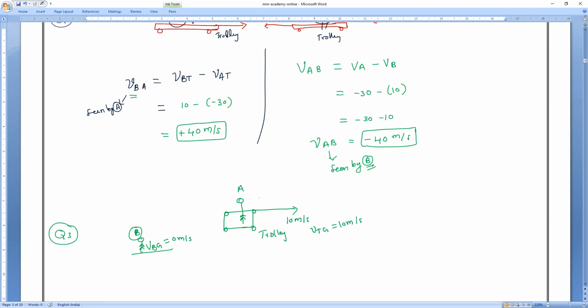And I'll say the person's speed with respect to the trolley is 3 meters per second. Means in the sense of what? Velocity of A with respect to trolley is equal to how much? 3 meters per second. Is it okay? Understood? Yes, sir.